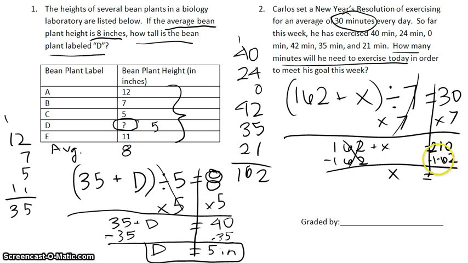minus 162. I'm going to have to do some borrowing, turn that to a 1, which makes this 11, and then turn that to a 10, which makes this 10. 10 minus 2 is 8, 10 minus 6 is 4, and 1 minus 1 is 0. So x is 48 minutes. Carlos has to exercise 48 minutes today to meet that average of 30 minutes each day during the week.